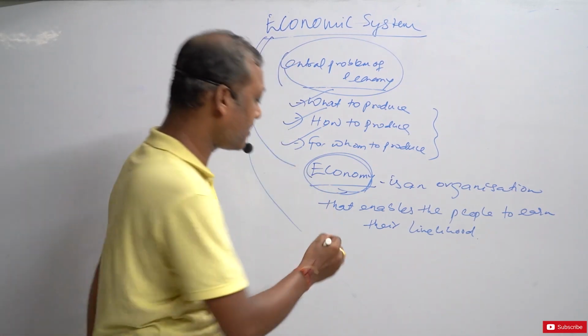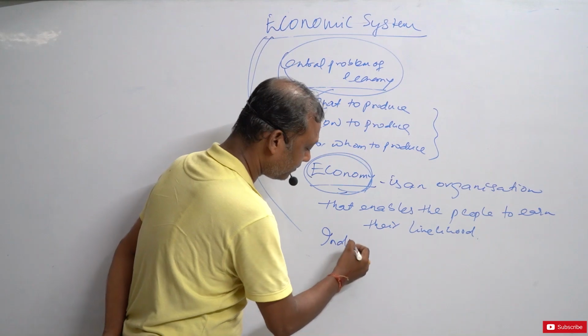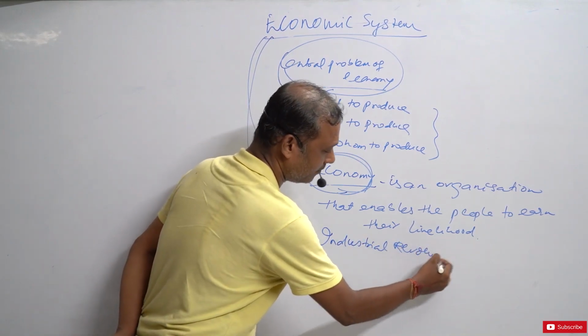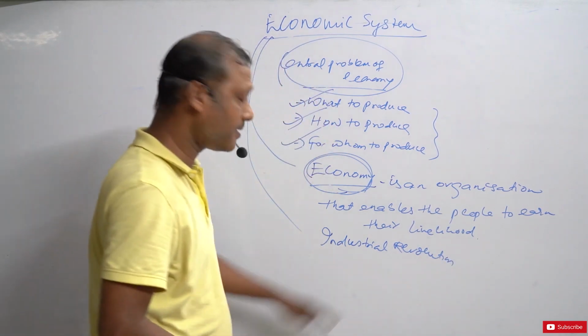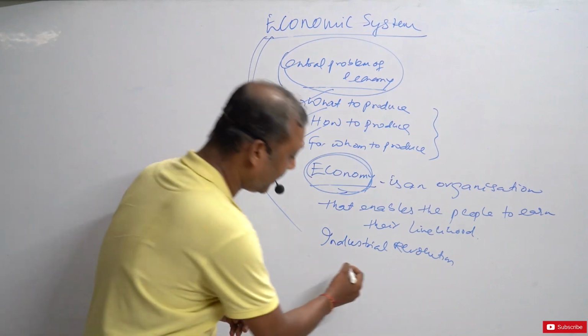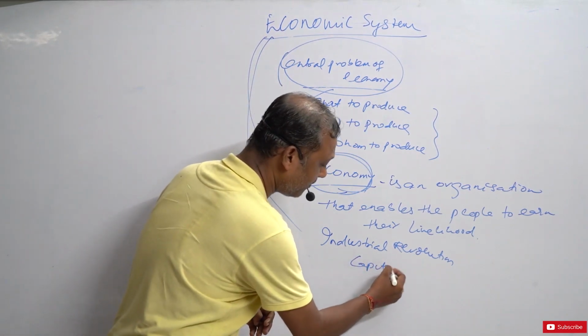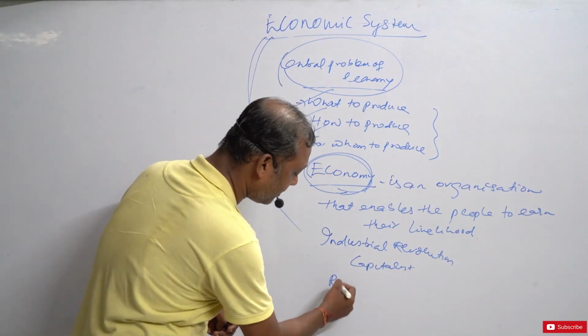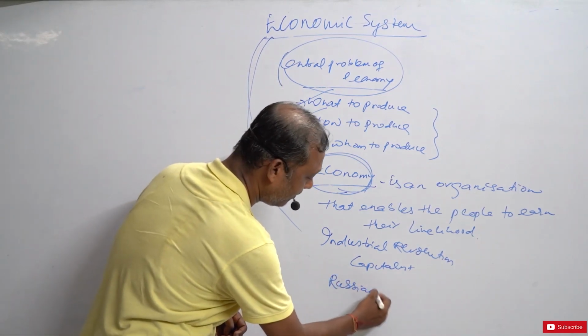When you talk about economic systems, consider the industrial revolution in England, which led to the rise of the capitalist economic system, and the Russian revolution, which led to the rise of the socialist economy.